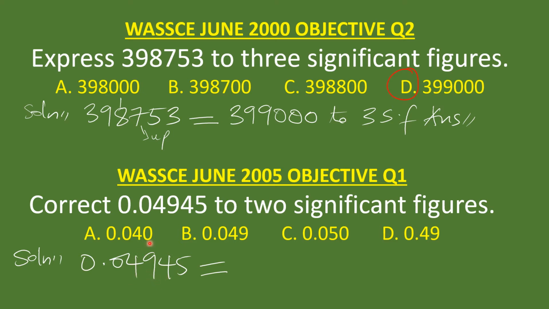Now the number after 9 is 4. Now because this 4 is not up to 5, we round down to 0. So our final answer now becomes 0.049. So this is our final answer. Okay, so as easy as ABCD. So from here, the option B is now our answer.